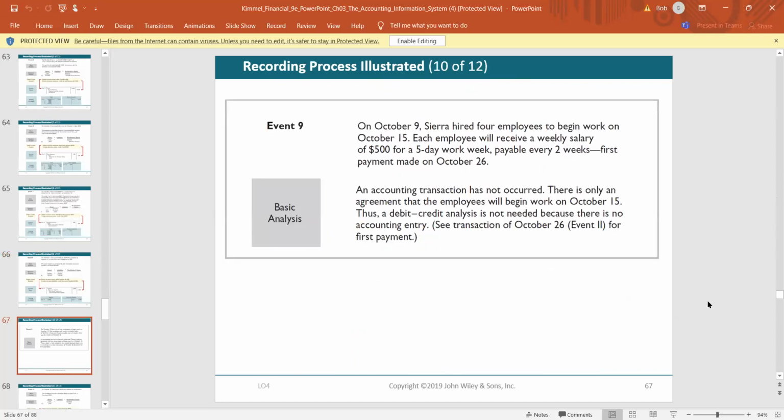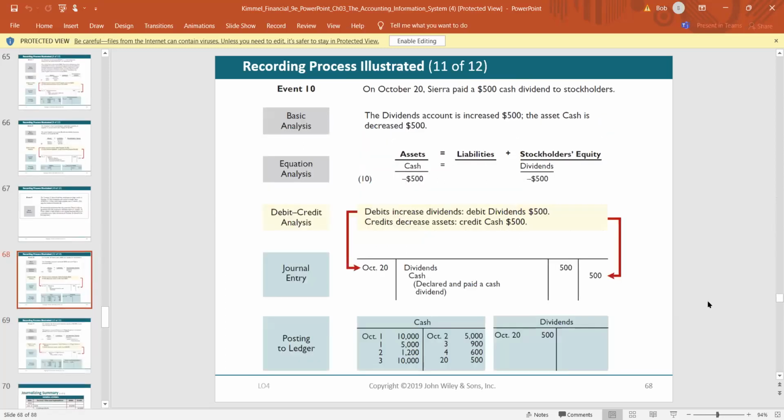Event 9. Sierra hired 4 employees to begin work. They're going to get a weekly salary of $500 for a 5-day work week, payable every 2 weeks. First payment made on such and such. There's no accounting transaction there. The company might make an announcement: we are proud to announce the hiring of Joe Bombats. But that's all it is, just information.